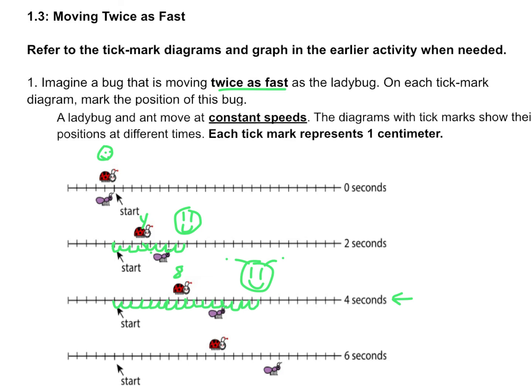And then finally, our last ladybug, after 6 seconds, our ladybug made it to 12 centimeters. So we would double that, because we're moving twice as fast, so we'd be at 24. So count forward 24: 1, 2, 3, 4, and all the way out to 24. So our last bug goes all the way out to 24. So go ahead and mark your bug on your cover page, and everything is twice as fast as the ladybug.